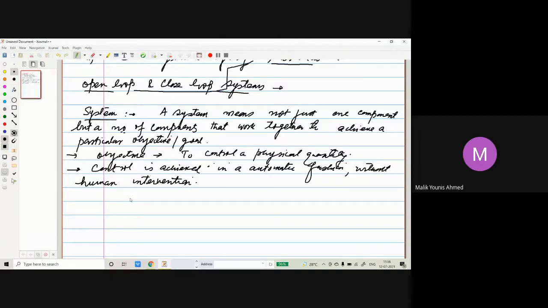So this is a complete system. The components will be the motor, piping, overhead tank, underground tank, and other things which are connected, and fittings which are connected to the PHE pipe, which comes from the main supply line from the PHE. This all is a complete system, and all these components work together to accomplish a particular goal, and that goal is to supply water to all the rooms in the house. So that's the aim of this.